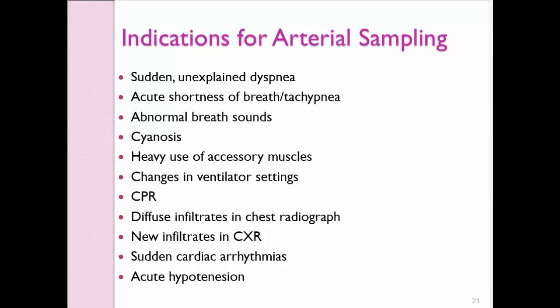Indications for arterial sampling, just pick something. It's almost like albuterol. Lots of reasons. Sudden unexplained dyspnea, acute shortness of breath or tachypnea, abnormal breath sounds, cyanosis, heavy use of accessory muscles, changes in ventilator settings, CPR, diffuse infiltrates in chest x-ray, new infiltrates, sudden cardiac arrhythmias, and acute hypotension.